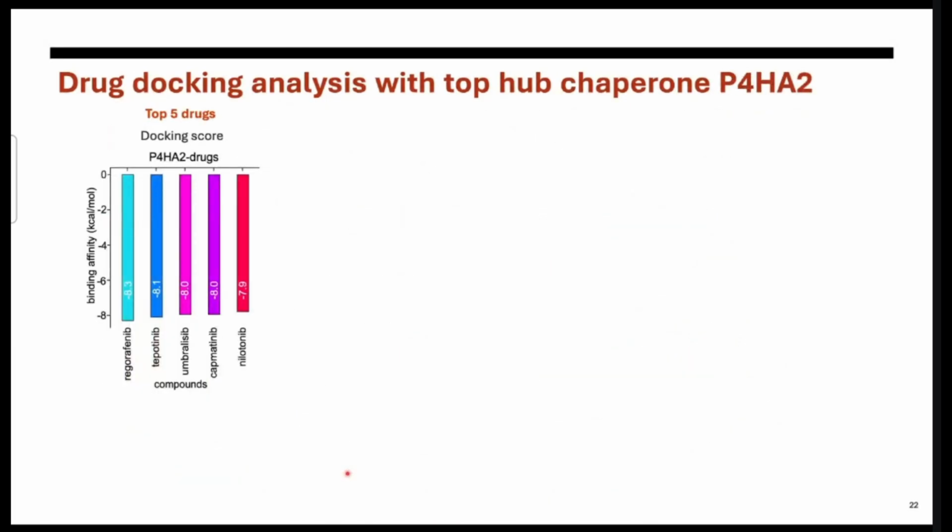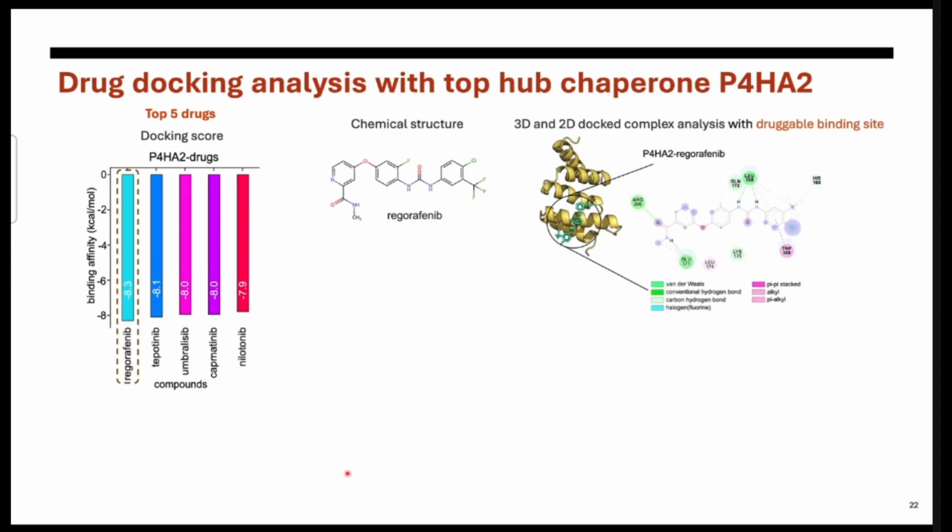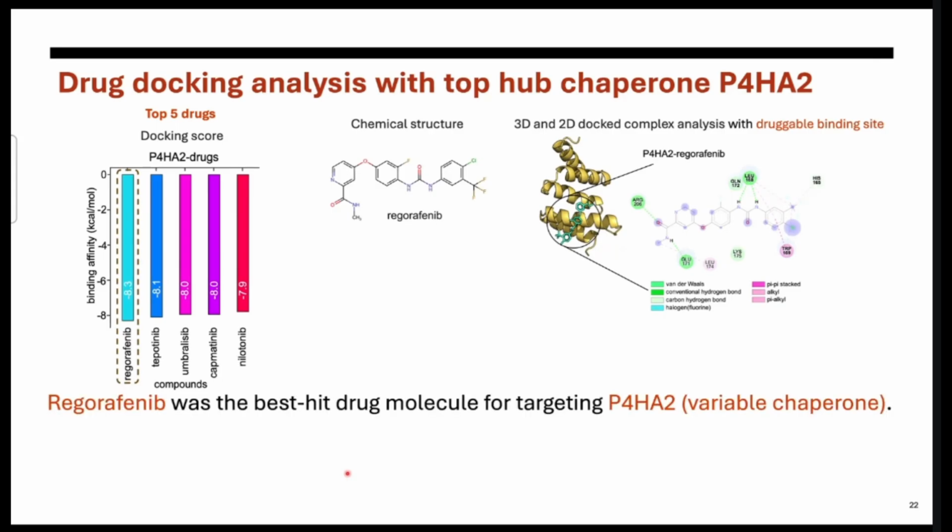And for P4HA2, again, the top 5 drugs were looked into, and we saw that regorafenib stood out with the highest binding affinity. We used this particular drug for further analysis, and we looked into the interactions between the drug and the binding pocket, which is druggable. And here also we see that there are van der Waals interactions between the drug and the binding site, and there are hydrogen bonds and pi-pi stacking interactions. So regorafenib was the best hit for P4HA2.